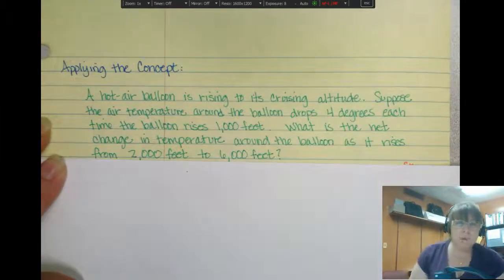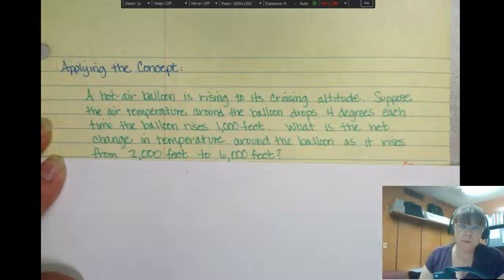Let's think about this problem. A hot air balloon is rising to its cruising altitude. For every 1,000 feet it rises, the temperature drops 4 degrees. So if we go from 2,000 feet to 6,000 feet, what is the net change in temperature?